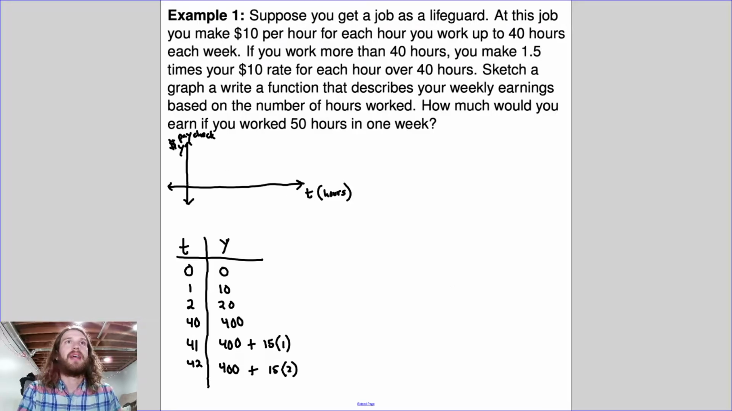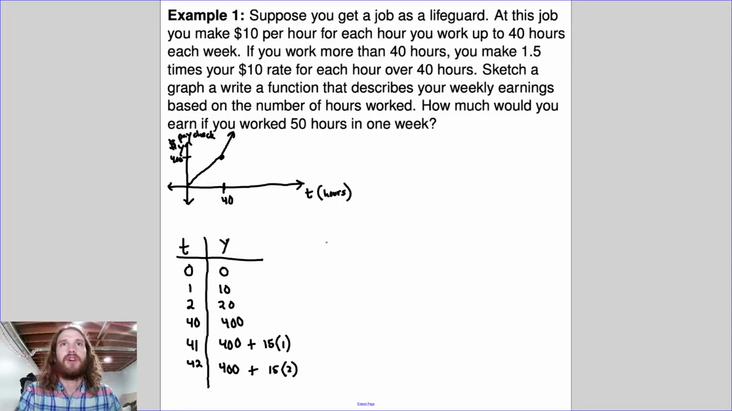So what does this look like? Well, you're getting paid $10 an hour. Do you get paid for half hours? Oh, yeah. So it's climbing up at $10 an hour until you get to 40 hours and $400. That's this point right here. After that point, you're getting paid $15 an hour. So you still have $400, it's just the line is getting a little bit steeper. You can see this chunk here where it starts to get steeper.